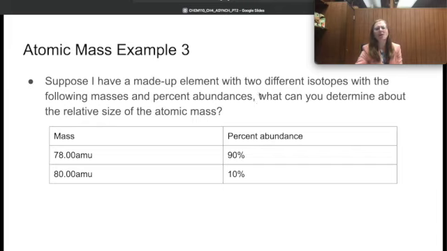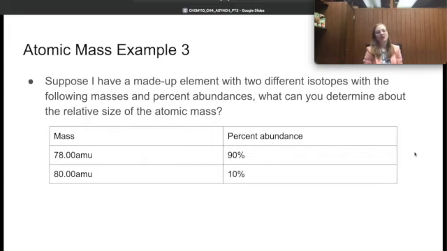The question is asking, what can I determine about the relative size of the atomic mass? So I can qualitatively, in a touchy-feely way, figure out what my atomic mass might average to based upon how we calculate the average, without actually having to do any math here. This might be a way you check yourself: did I get the correct atomic mass based upon which one of my isotopes is more abundant? So what can we determine about the relative size of the atomic mass? Go ahead and pause and then come back for my thought process here.